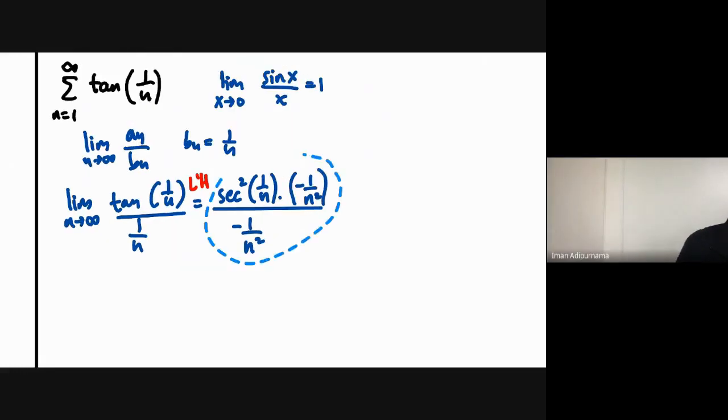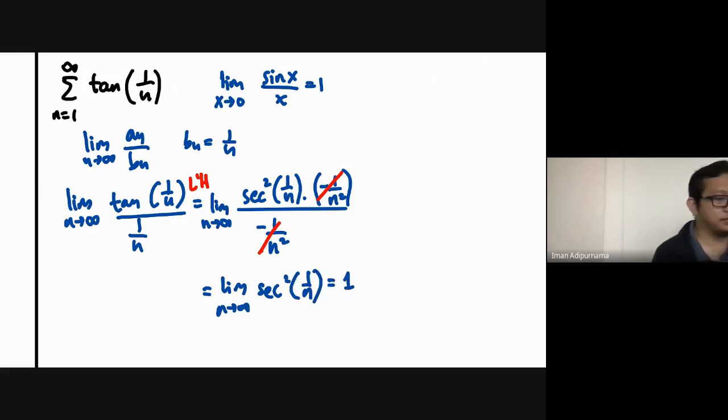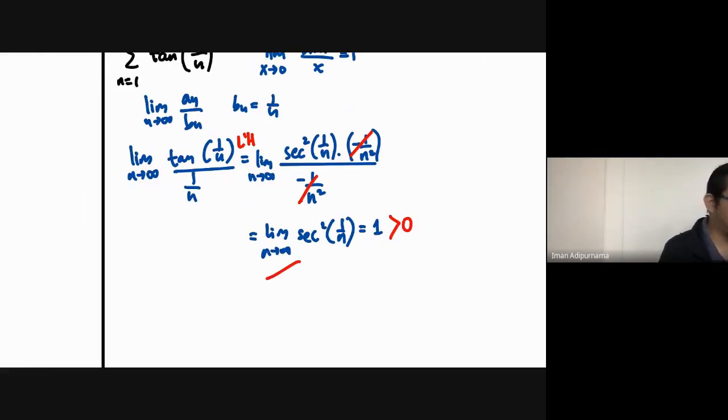I'm still in the limit, I forgot to write the limit. This cancels here. And secant is like cosine. So when the angle is 0, secant is 1. So you have the limit, let me write, this is 1, right? And it's greater than 0, which means we have two possibilities: both converge or both diverge.